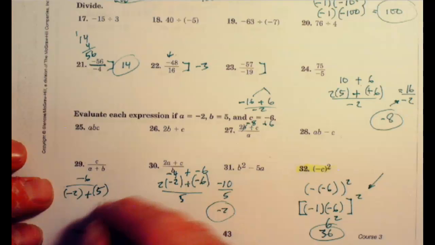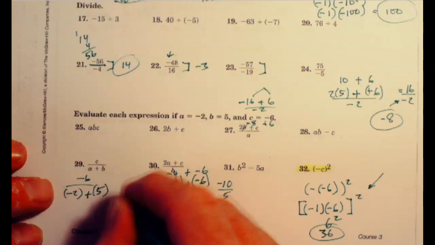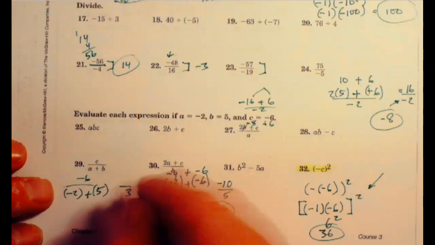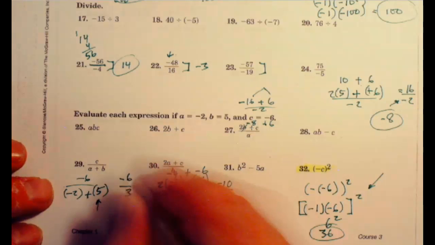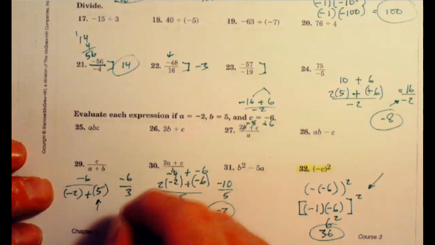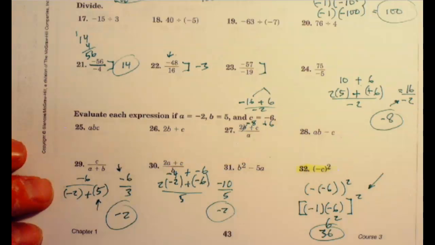On the bottom, we've got a -2 plus 5. Well, those are different signs. The difference is 3, and it is positive because this has a greater absolute value. We still have a -6 on top. Do the fact, 6 divided by 3 is 2, and we've got one negative symbol. That's going to make that a -2 right there.